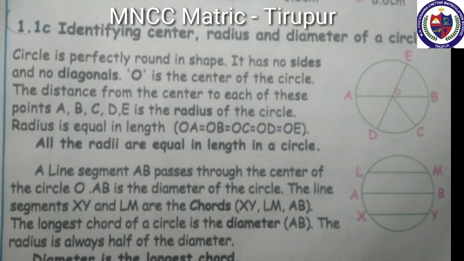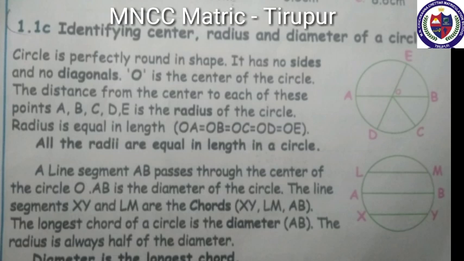O is the center of the circle. The distance from the center to each of these points, see the points A, B, C, D, E, is the radius of the circle. Radius is equal in length. Therefore, OA equals OB equals OC equals OD equals OE. All the radii are equal in length in a circle.